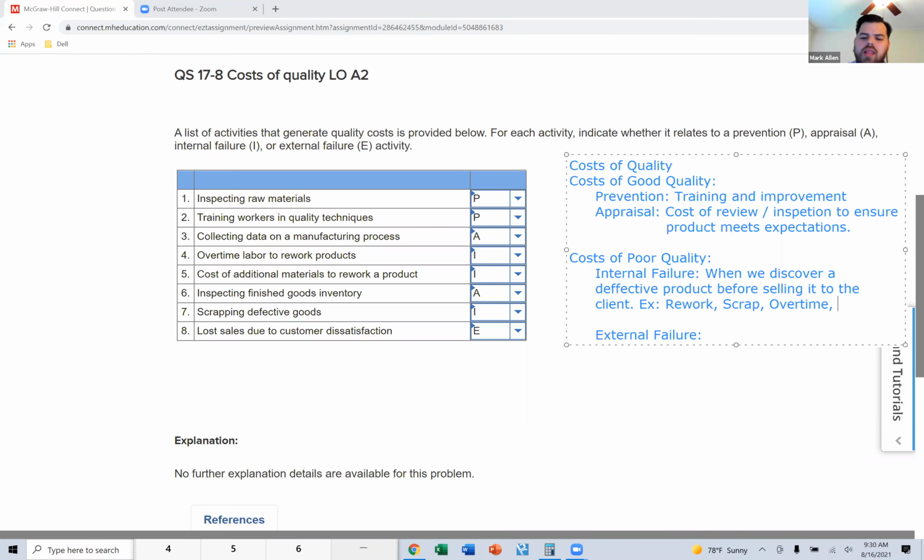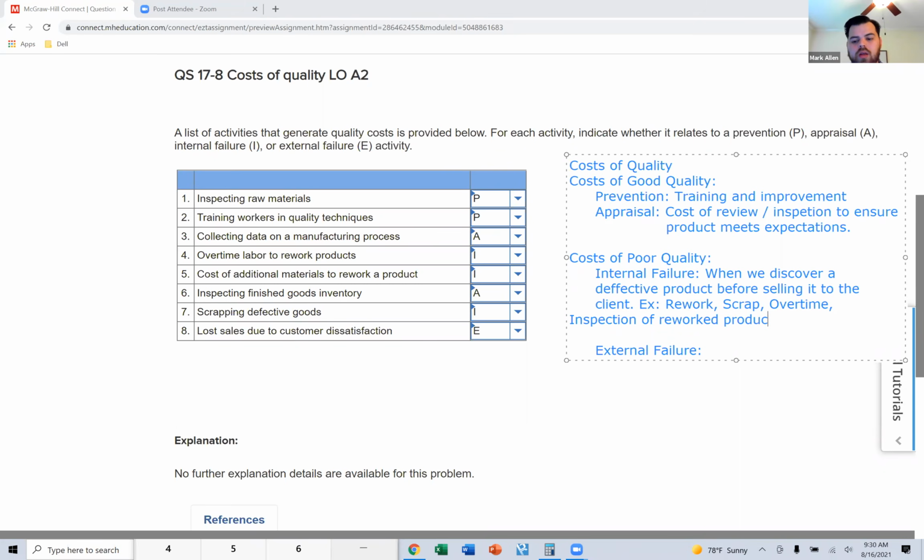And then, of course, this is actually also inspection of any reworked products. You'll remember earlier we said inspection was actually part of appraisal. But the key here is this is not a regular inspection. This is an inspection of a product that has had to be reworked. That is why this falls under internal failure. And so hopefully that makes sense. So those are kind of our keywords. If I see any of these things, I immediately jump to internal failure.